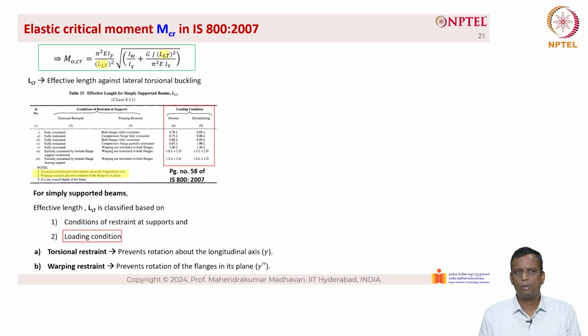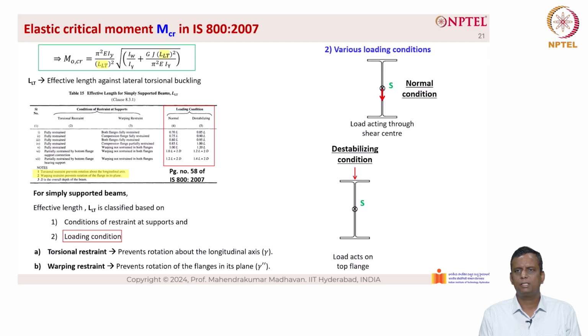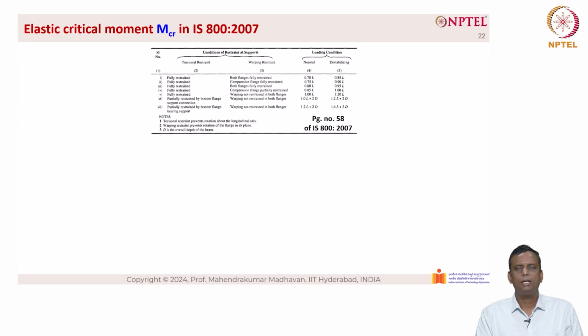Now let's look at the loading condition. So there are various loading conditions here. The load can be applied at the shear center. This is a normal condition. The load can be applied at the top of the flange as well as the loading can be applied at the bottom of the flange. Now let us understand how the derived equation compares with the provisions given in IS 800.